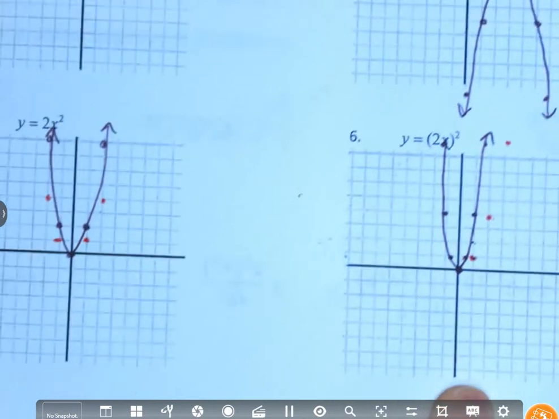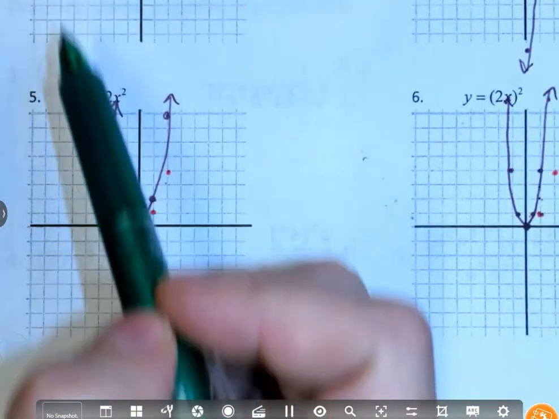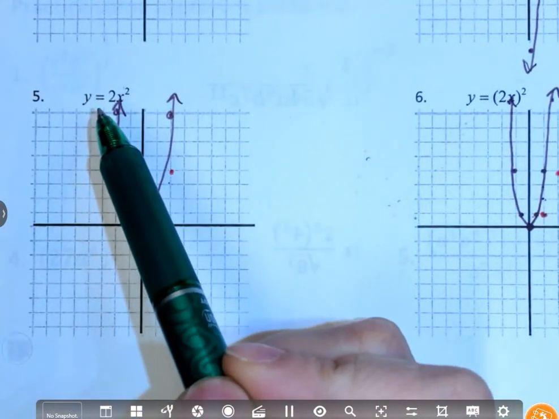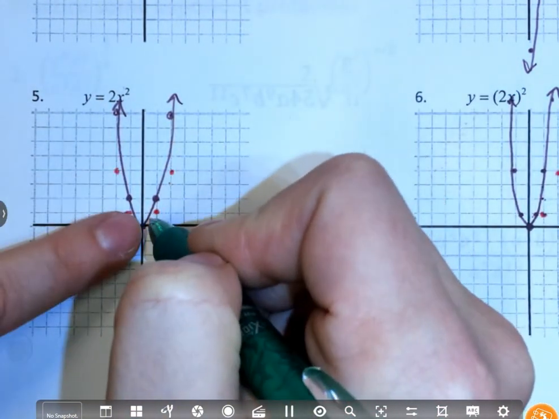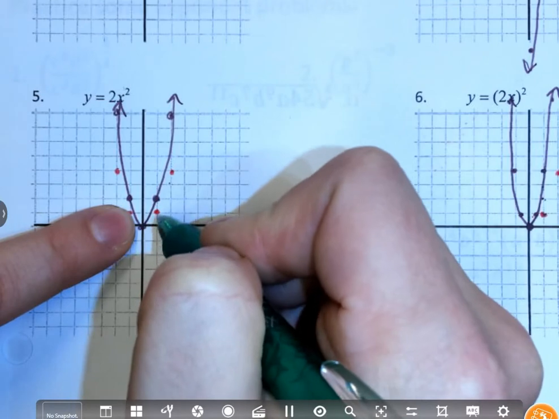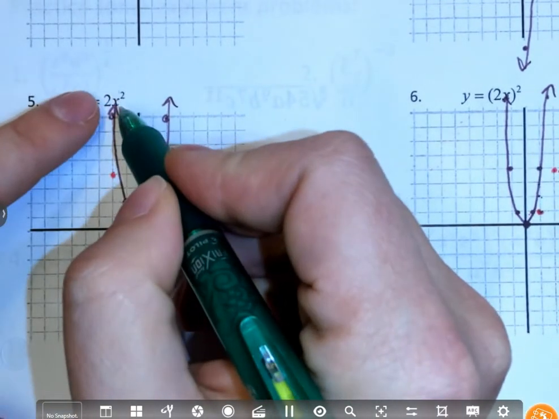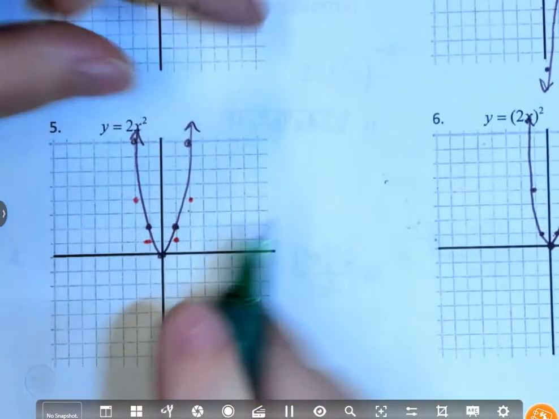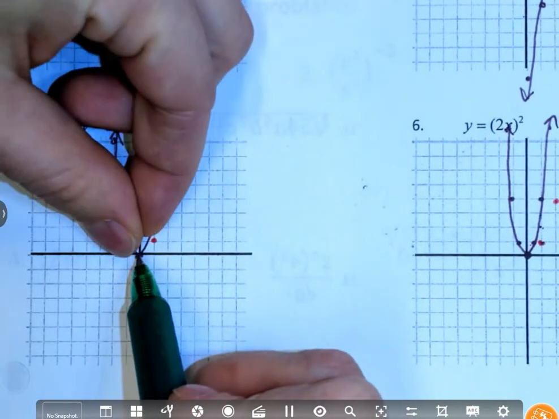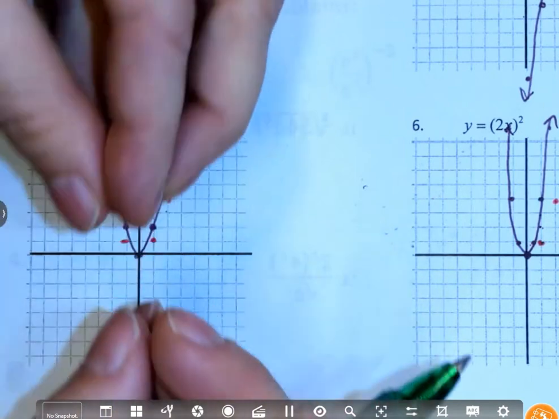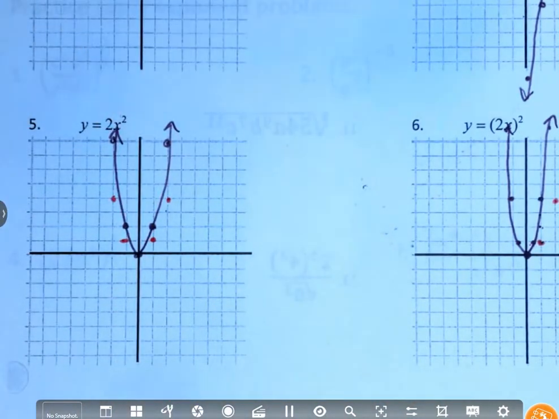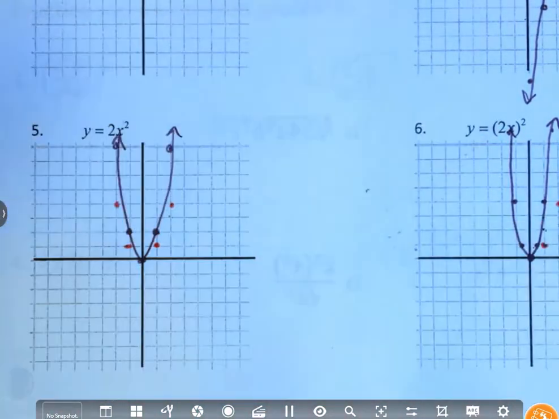All right, 5 and 6 were the ones I was the most worried about. In number 5, the 2 was on the outside. For the outside, you can see where my parent function points were. We multiply the vertical height by 2. We would call that 2 a vertical stretch, because it's going up and down and we are stretching it. When you pull out, it's a stretch. When you push in, it's a compression.